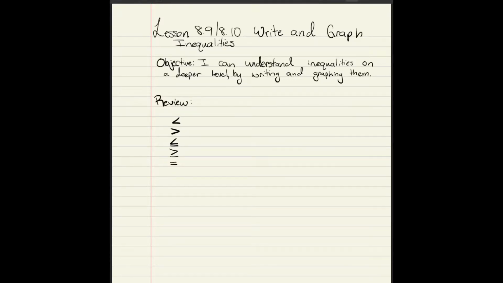Lesson 8.9/8.10, which is to write and graph inequalities. So your objective is, I can understand inequalities on a deeper level by writing and graphing them. We're combining these two lessons because you've had experience with writing equations and it's very similar. So we are going to just take it one step further, write them ourselves, and graph them. So let's look at some review.